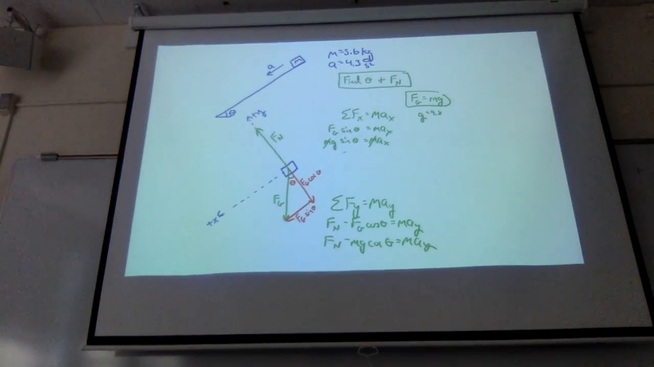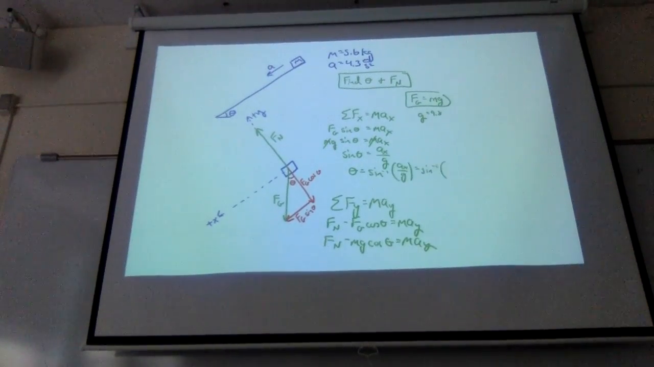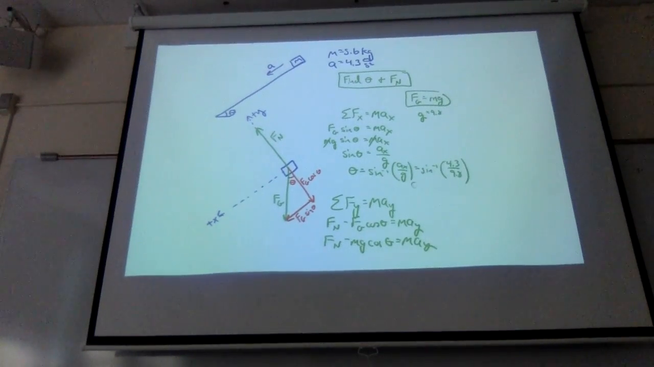Sine theta is equal to ax over g. So theta is going to be the inverse sine of ax over g, which is inverse sine of 4.3 over 9.8. That gives me 26 degrees. So Newton's second law in the x direction led directly to one of the answers.